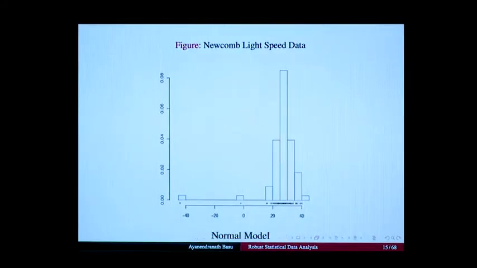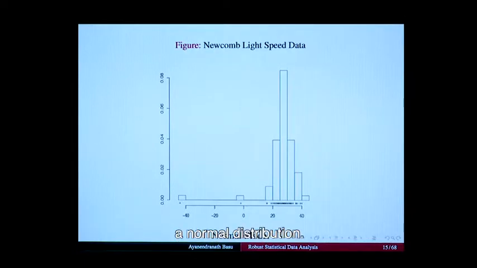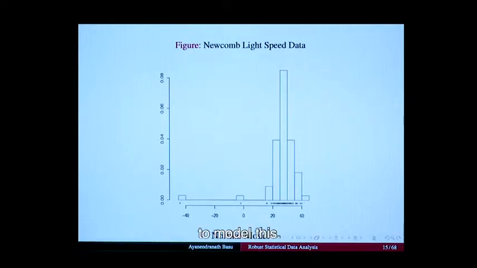Okay, next one. This is something that you may want to model using a normal distribution. It seems to have a nice unimodal shape on the right hand side of the graph, but there are two big outliers sitting in the left side, which would completely kill your analysis if you use your usual maximum likelihood estimator to model this.